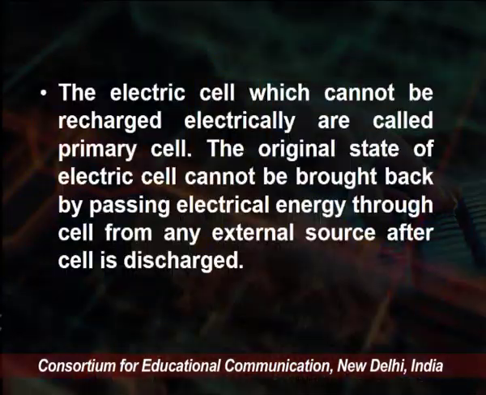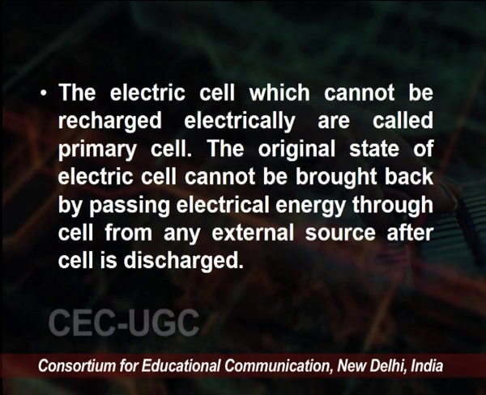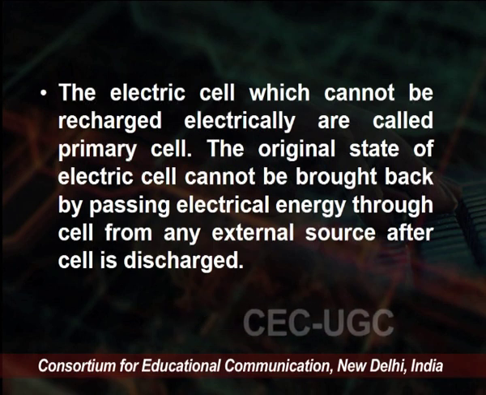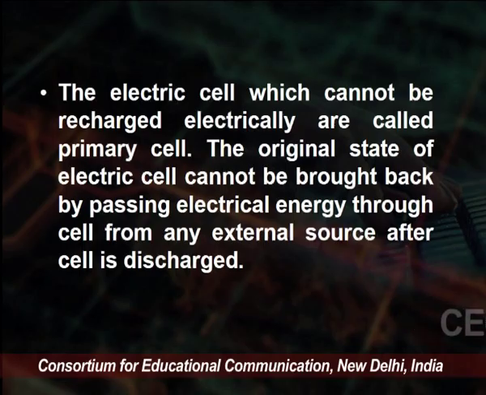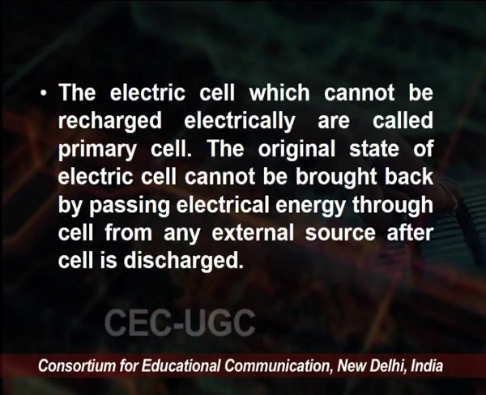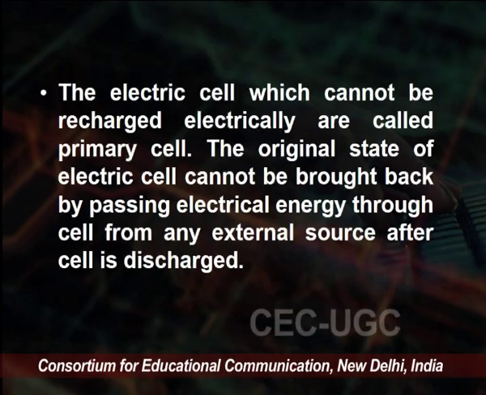The electric cells which cannot be recharged electrically are called primary cells. The original state of the cell cannot be brought back by passing electric energy through the cell from any external source after the cell is discharged. It means once a cell is discharged, it cannot be charged, it cannot be used further. Even if we try to pass electric energy through it to use it as a rechargeable cell, it cannot be recharged. So it is used one time and then it is not usable. These are the electric cells that cannot be recharged electrically.